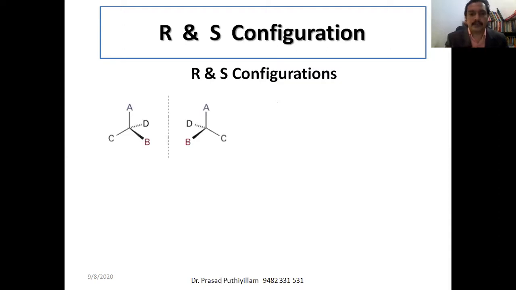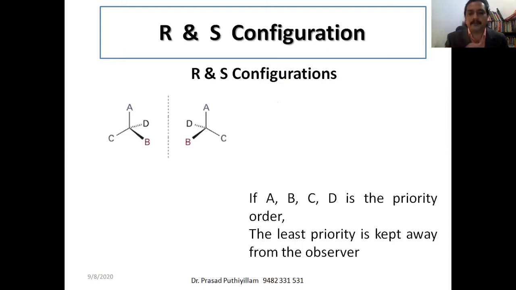So, RS configuration. I took the same example. Here A, B, C, D is the priority order given. D is the atom with the least priority: A is priority 1, B priority 2, C the third priority. To give RS configuration, always the atom with the least priority should be kept away from the observer. How to give priority, I'll also explain.